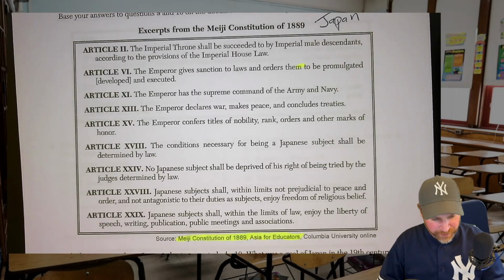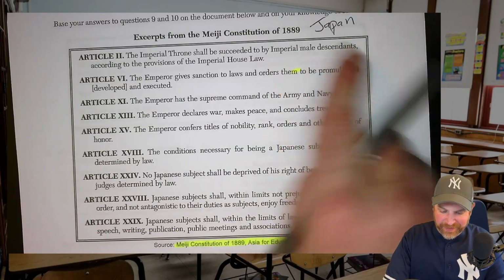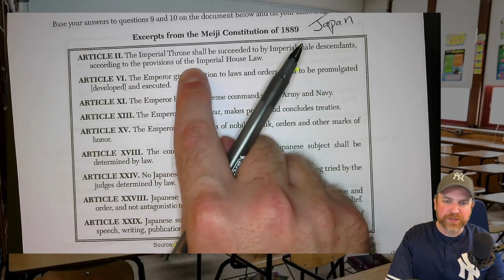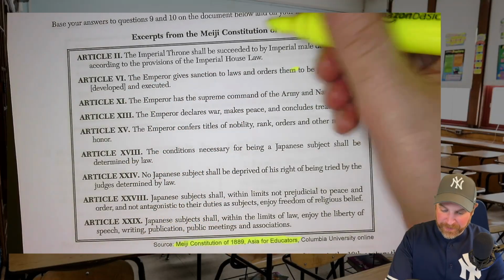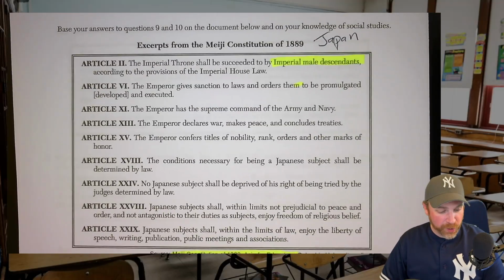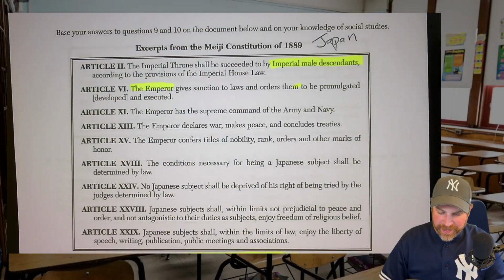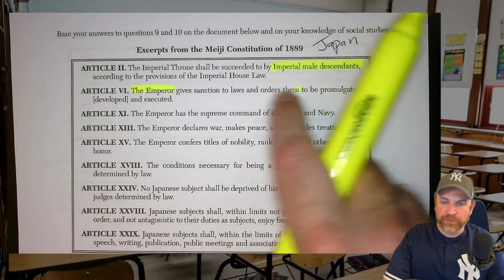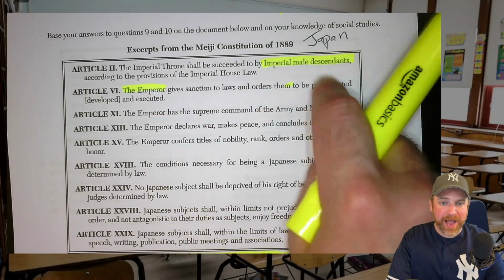Let's take a look at some of these together. The imperial throne shall be succeeded to by imperial male descendants according to the provisions of the imperial house law. So just like European countries, when a leader dies, the next male descendant takes over, right? That's a European idea. The emperor gives sanction to laws and orders them to be promulgated, which means developed and executed, right? So the emperor is going to have power over Japan.